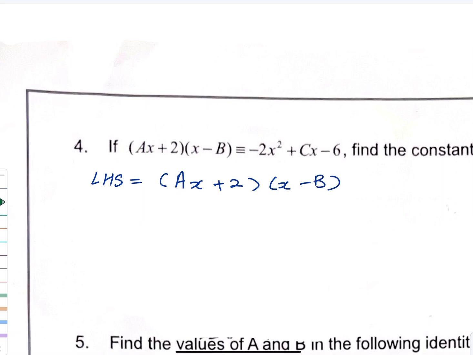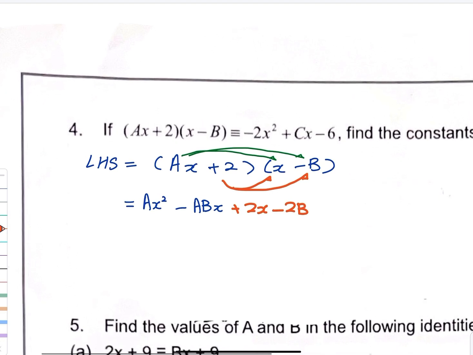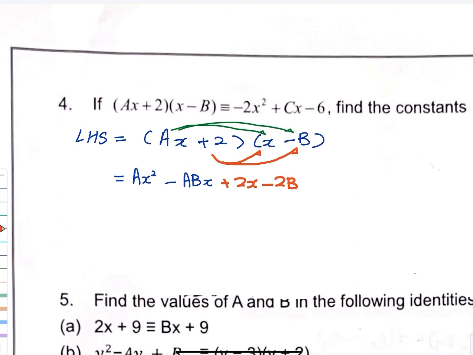Open up. The first one goes here. It also goes here. The second one goes here. It also goes here. So a times x, ax times x. So x times x first, you have x squared. So it will be ax squared. And then there's a negative abx. And then next 2 times x, you have 2x. 2 times negative b, negative 2b. You can't do anything else because there's so many unknowns. So just leave it there. How about right hand side?